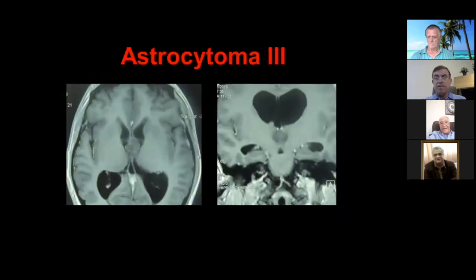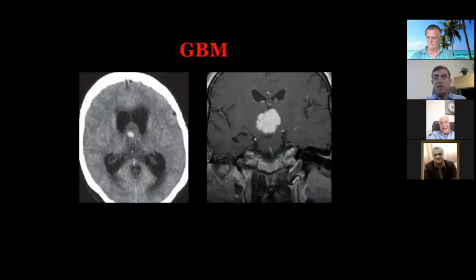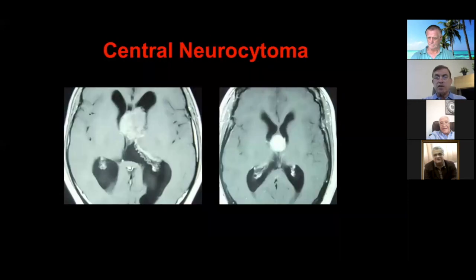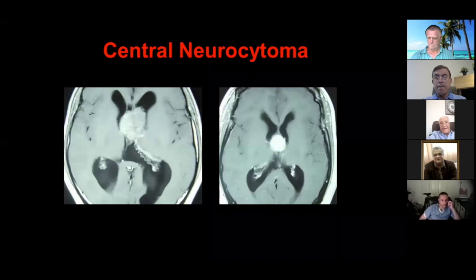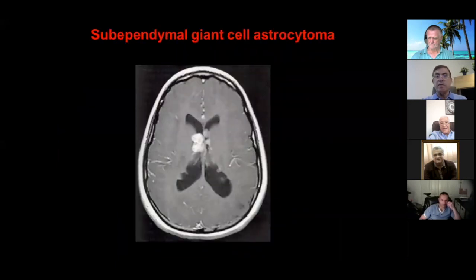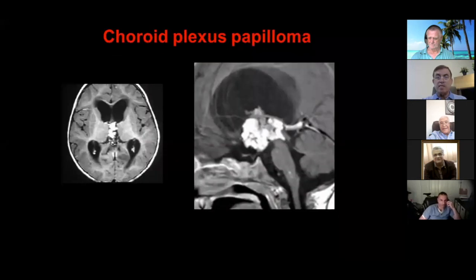Astrocytoma grade 3. Glioblastoma multiforme, in the same place where you find the colloid cysts. Oligodendroglioma. Central neurocytoma. Subependymoma. In addition to giant cell astrocytomas, of course. Subependymal giant cell astrocytomas. Choroid plexus papilloma.